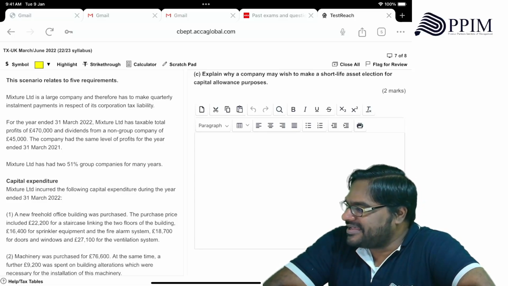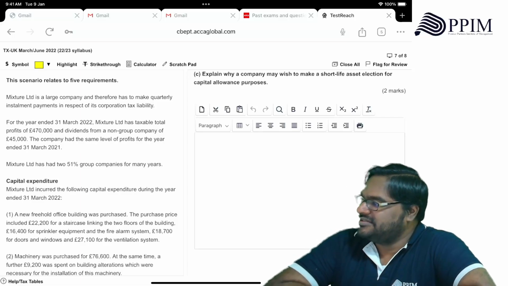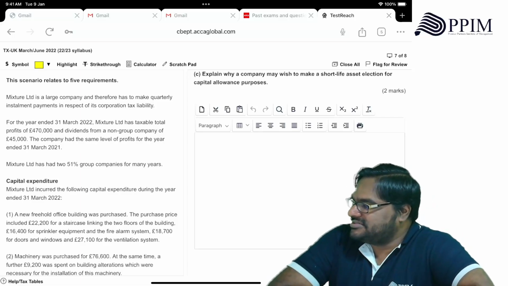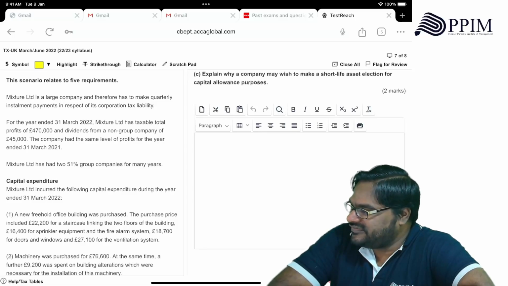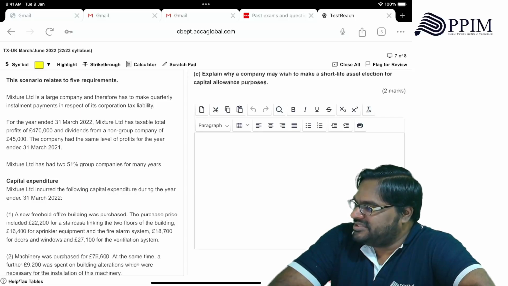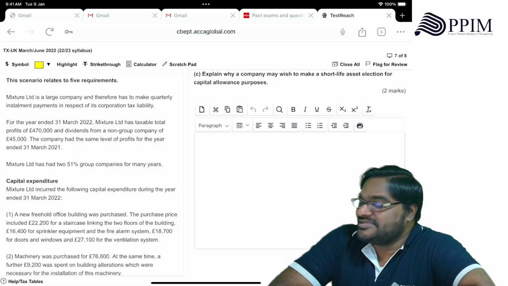If a business plans to sell an asset within 8 years of purchase, and especially if it is believed that the asset will be sold at a loss, it could give rise to a balancing allowance which is beneficial.